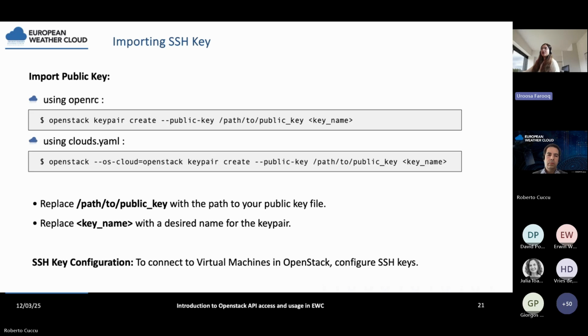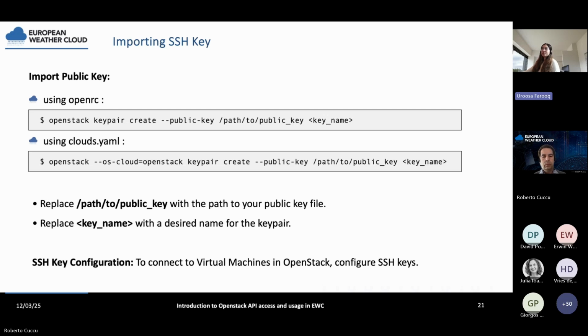And moving on, we will talk about importing SSH keys in OpenStack, which is a very important step for securely connecting to virtual machines. SSH keys allow you to authenticate without using passwords, making it more secure and efficient when managing the VMs. To create and import an SSH key, you have two options based on how your environment is configured.